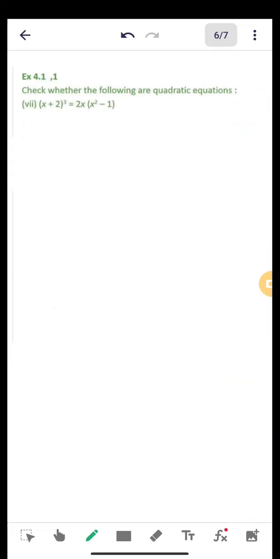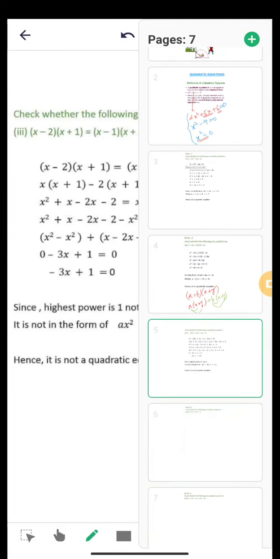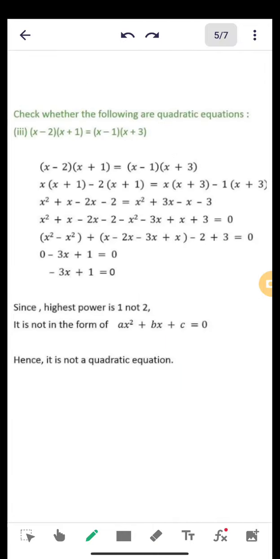Let's have a look at the next bit, that is the 7th bit. Try the remaining bits which I left over. (x + 2)³ = 2x(x² − 1). So what can we do here? Here we can apply the (a + b)³ formula, which we learned in previous classes.